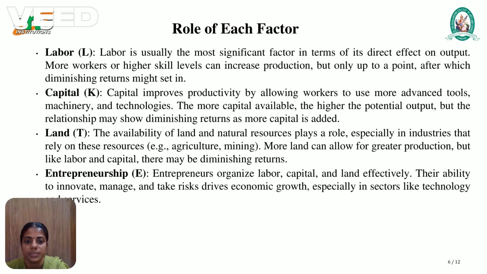Next one is capital. Capital improves productivity by allowing workers to use more advanced tools, machinery, and technologies. The more capital available, the higher the potential output. But the relationship may show diminishing returns as more capital is added. Land: the availability of land and natural resources plays a role, especially in industries that rely on these resources. Next one is entrepreneurship. Entrepreneurs organize labor, capital, and land effectively. Their ability to innovate, manage, and take risks drives economic growth.